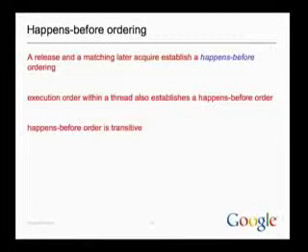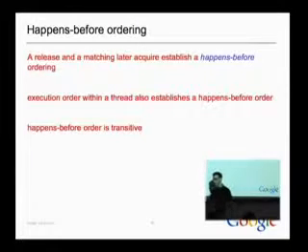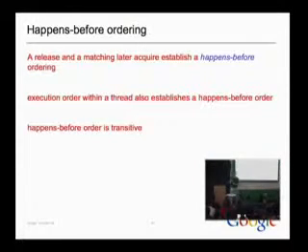A release and a subsequent acquire establishes something called a happens before relationship. In addition, execution order within a thread also establishes a happens before relationship. I'm going to use the words happens before again and again. It's something for you to get used to, even if you're not a Java programmer, because C++ is also adopting this terminology for their threading model.